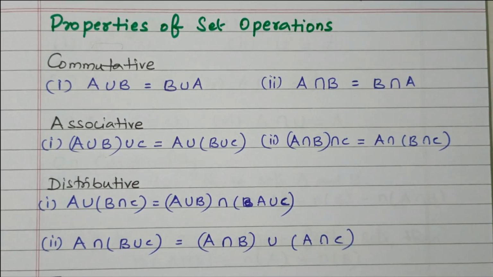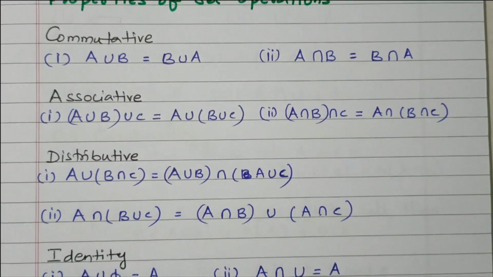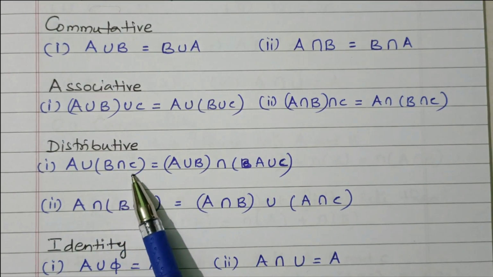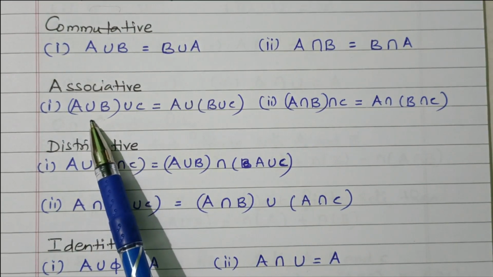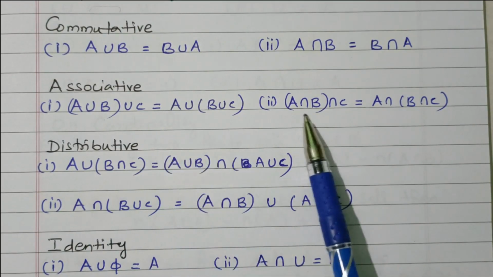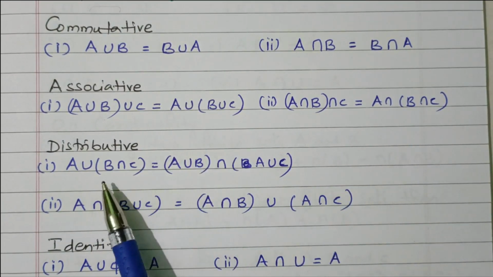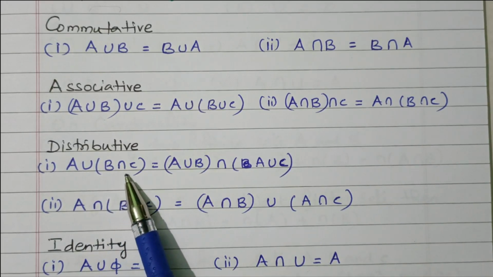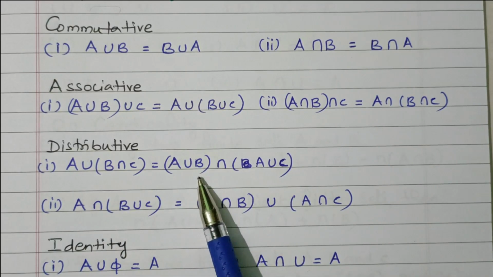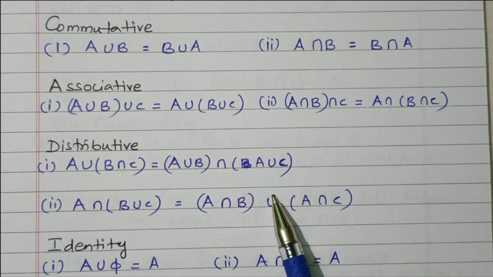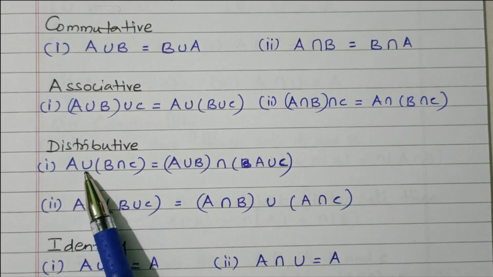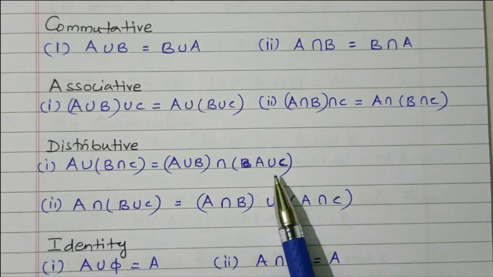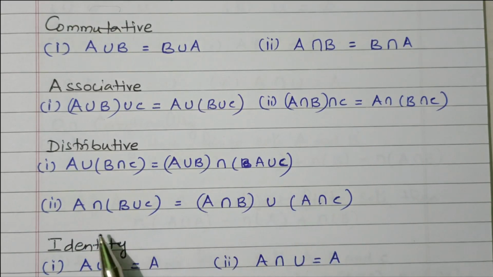Then distributive. Next one is the distributive property. A union of B intersect C. Previously we had only unions; here there are intersects, and here both are combined. A union of B intersect C equal to A union B intersect A union C, right? So that is written like that. That is the first distributive property.